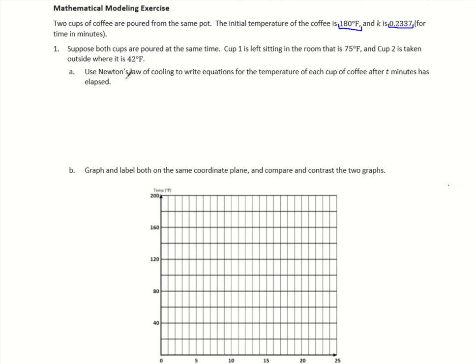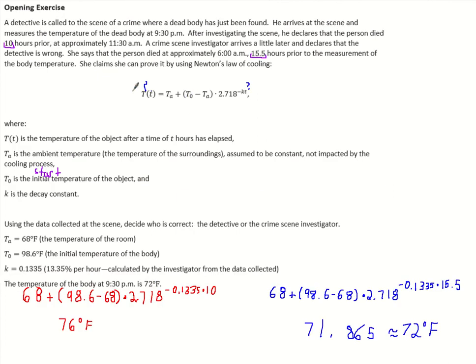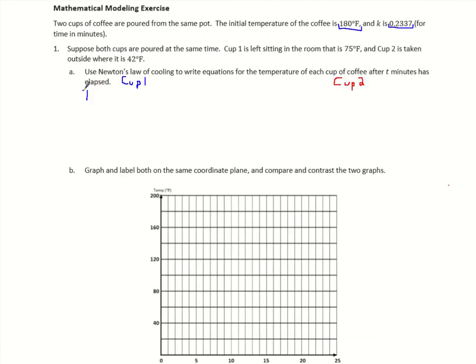So we're going to have 2 different equations here. One for cup 1, which will be in blue, and then cup 2 will be my red equation. For our first cup, well, let's look at everything. We have our initial temperature. Our initial temperature is T sub 0. So T sub 0 is going to be 180 degrees Fahrenheit.